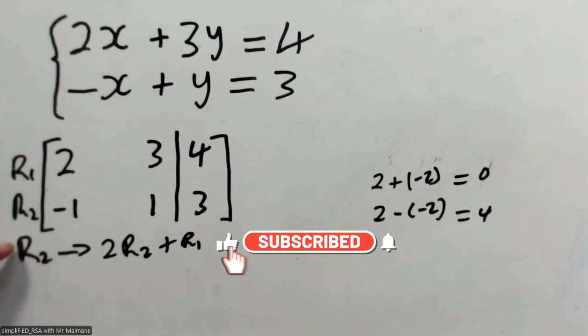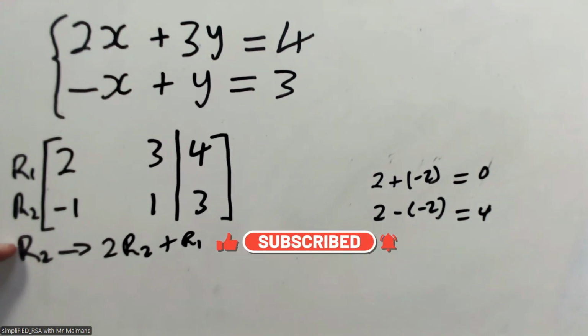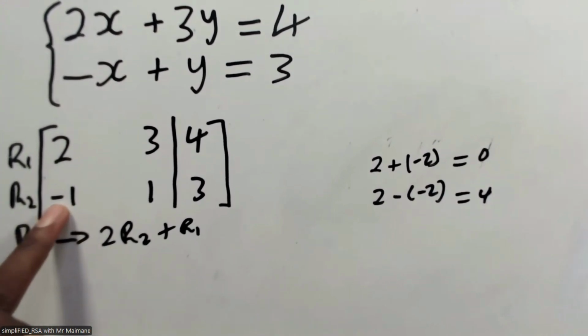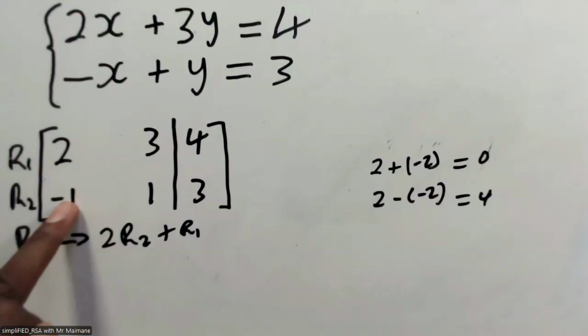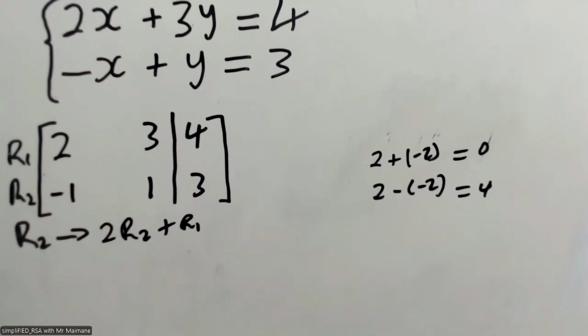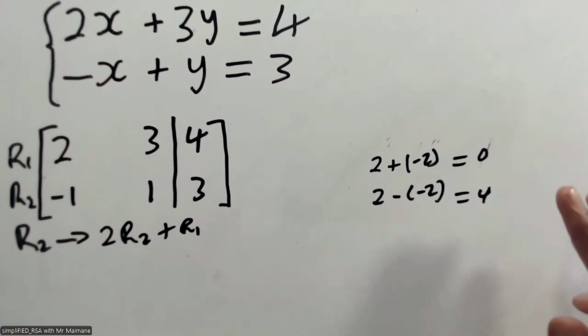That's what I'm going to be expecting now. 2 times row 2 plus row 1. I'm going to multiply row 2 by 2 and then I add row 1 in order to get my first 0 here. It will make sense as I go, because explaining it like this might not make sense. I know that linear algebra can be challenging like that.